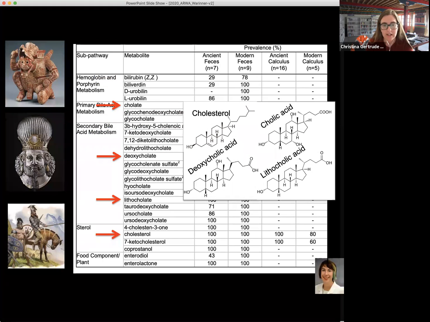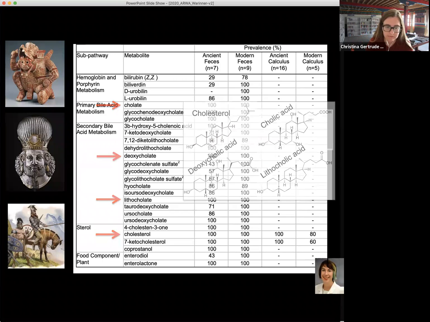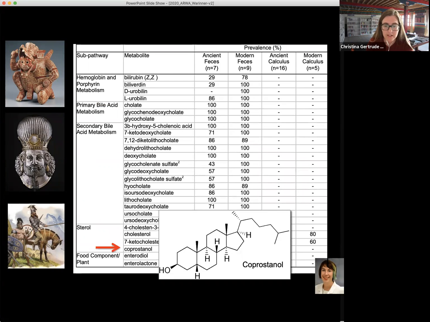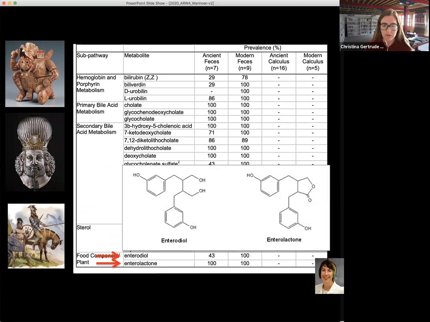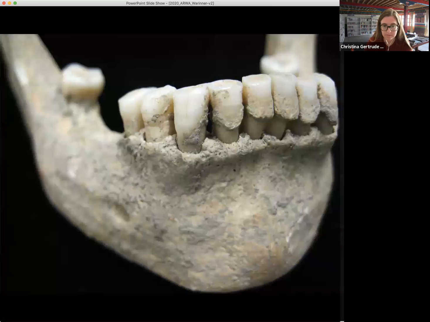We find things like primary and secondary bile acids, which are produced by the body during the digestion of food. And then we see coprostanol, which is another breakdown product, in this case of cholesterol. And then last we found enterodiol and enterolactone, which are microbial byproducts of plant digestion. So we can't say which plants these came from, but we can see that the gut microbiome is digesting plants. So we can put this all together and start to build up these understandings of diet.